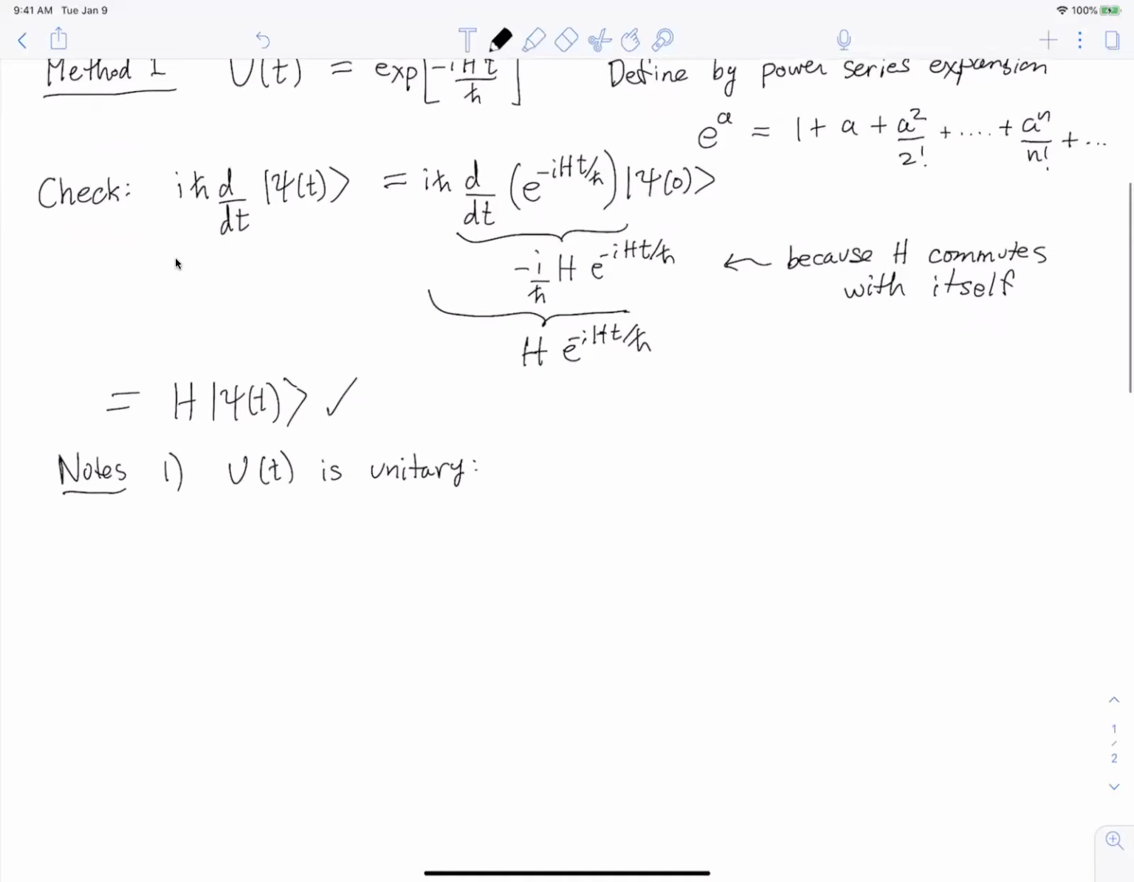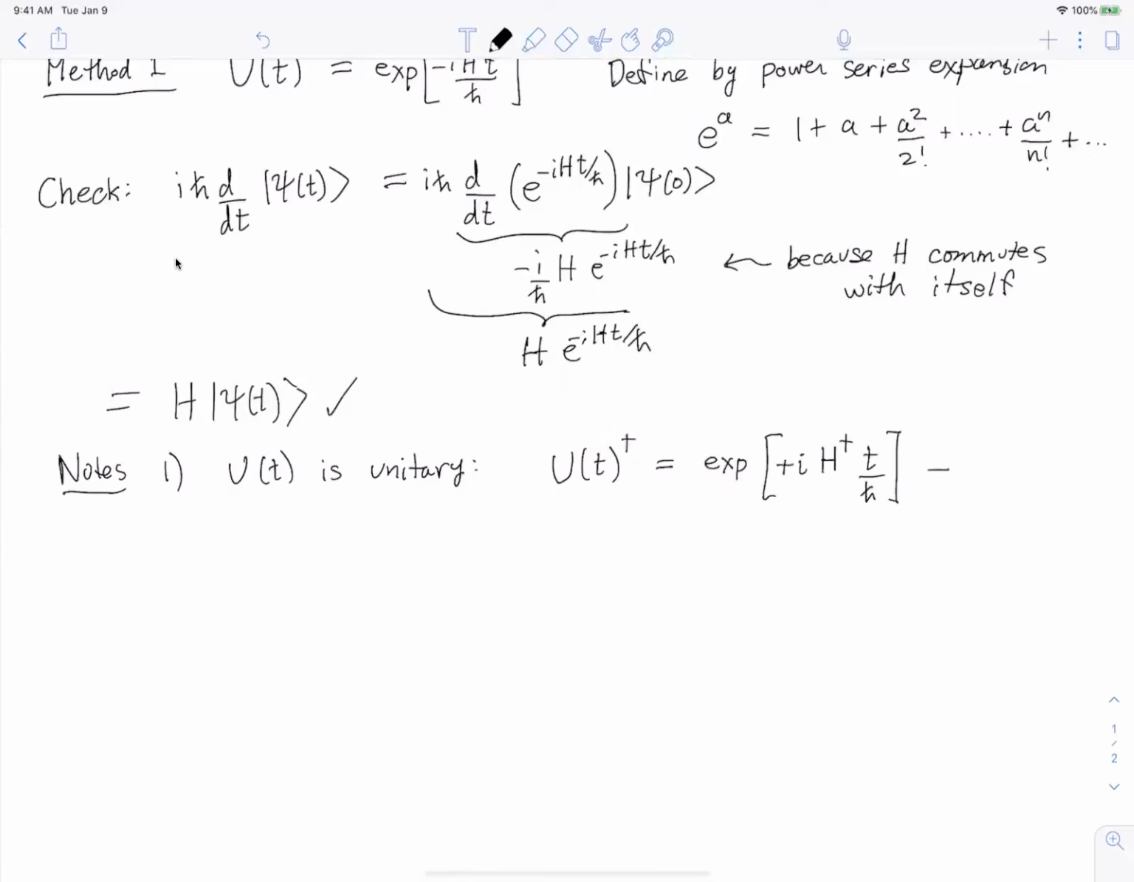And to do that, what do we do? We're going to take its Hermitian adjoint, U(t) dagger. Now if you imagine expanding this power series and just taking the Hermitian adjoint of each term in the series and then reassembling it, it's clear that all you're going to do is take the minus i to a plus i. You're going to take every H and replace it by H dagger. And then t and h bar are just real numbers, so nothing happens to them.